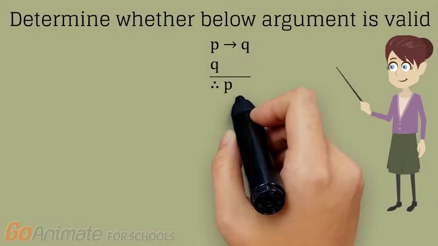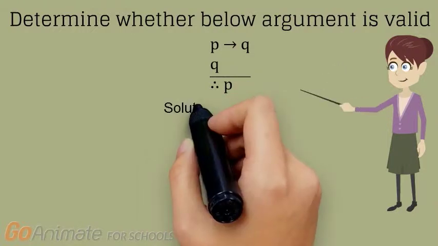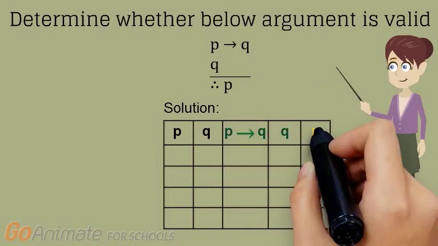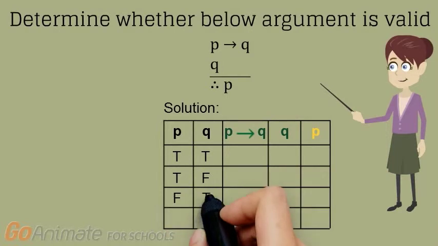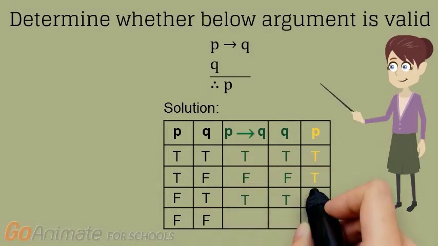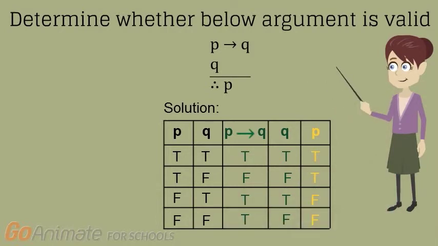Let's try another example, using a truth table. For the argument to be valid, whenever the hypotheses, if P then Q, and Q are true, the conclusion P must also be true. However, in this case, P is false. Therefore, the argument is invalid.